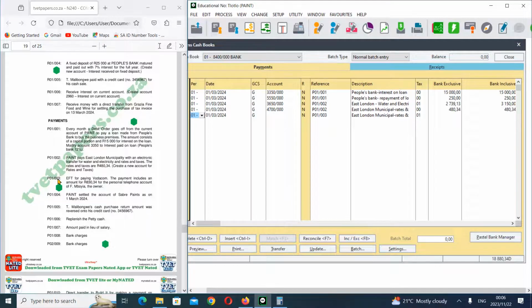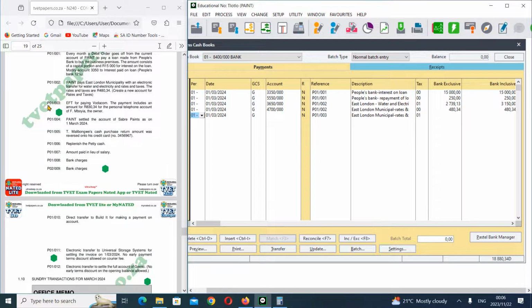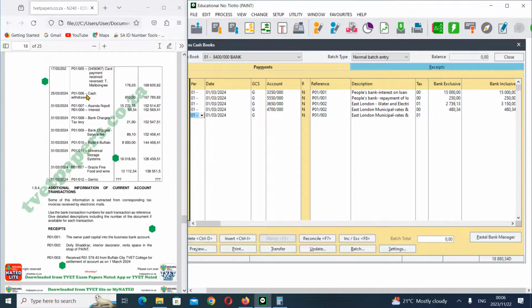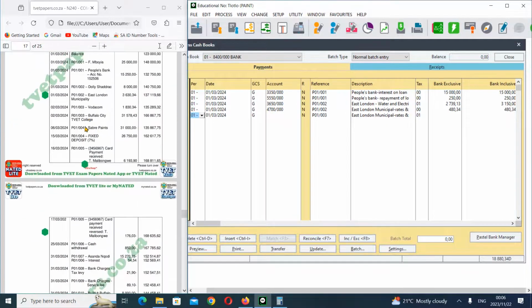Number 2 we're also done, so we go straight to our number 3. Number 3, they're saying EFT for paying Vodacom. The payment includes an amount of 830 for personal telephone account of Mboyi. So we also have our drawings on the amount, so we need to go and compare. So EFT, so P003, we're looking for a P003, which is Vodacom.